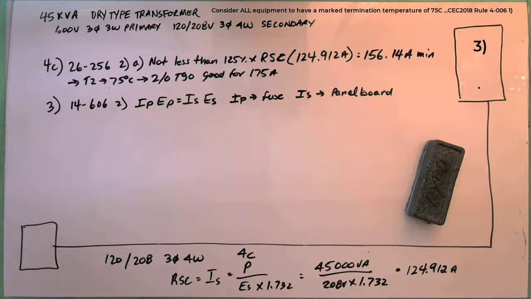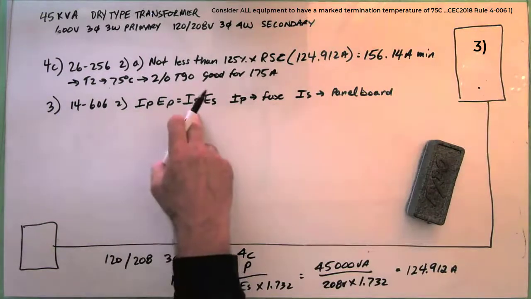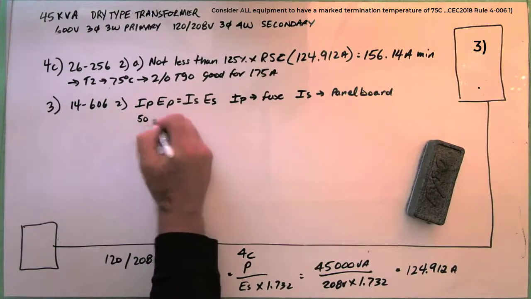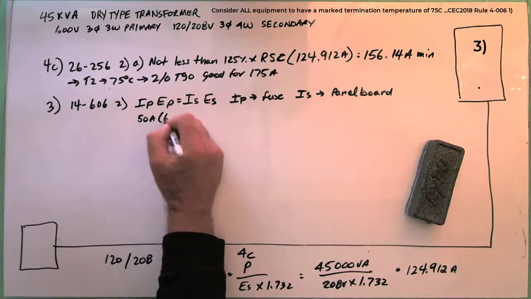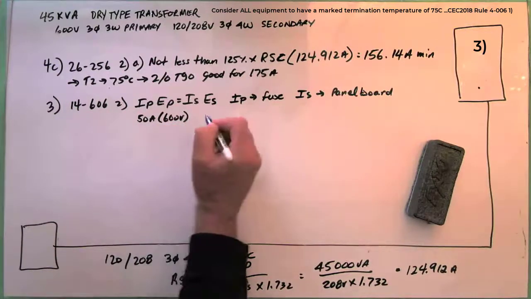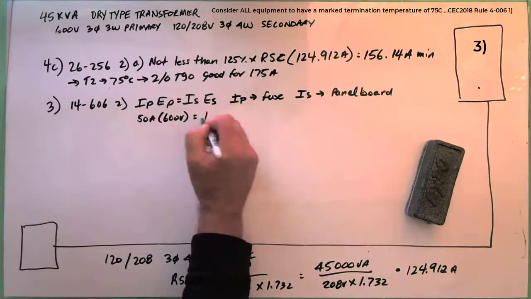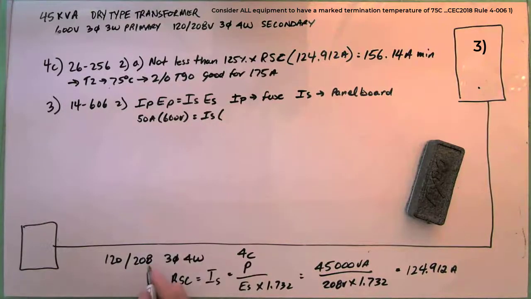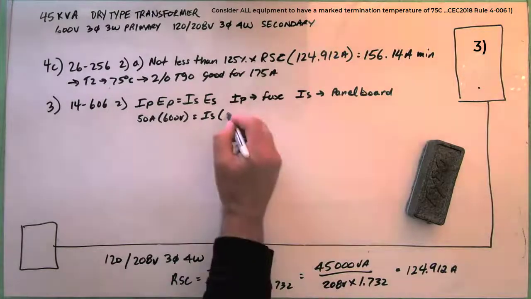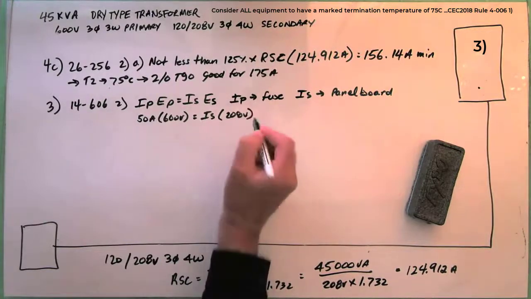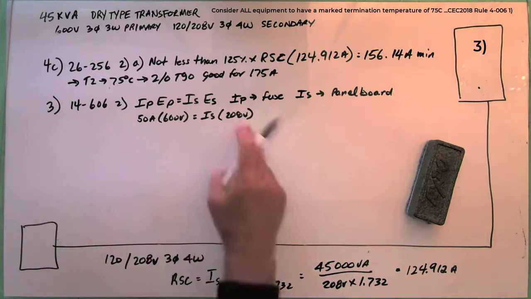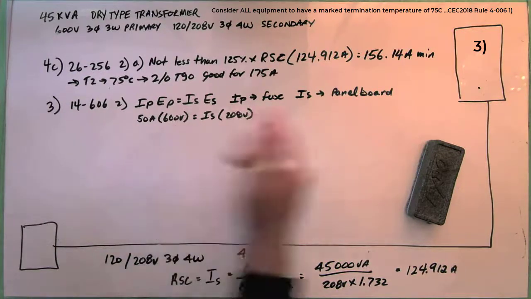Looking for the panel board, so I've got to get IS by itself. What fuse did we use? 50. What voltage is in the primary? 600. We're looking for the panel board. What's the voltage in the secondary line value? 208 volt. I've got to get rid of the 208 here, bring it to the other side of the equal sign.